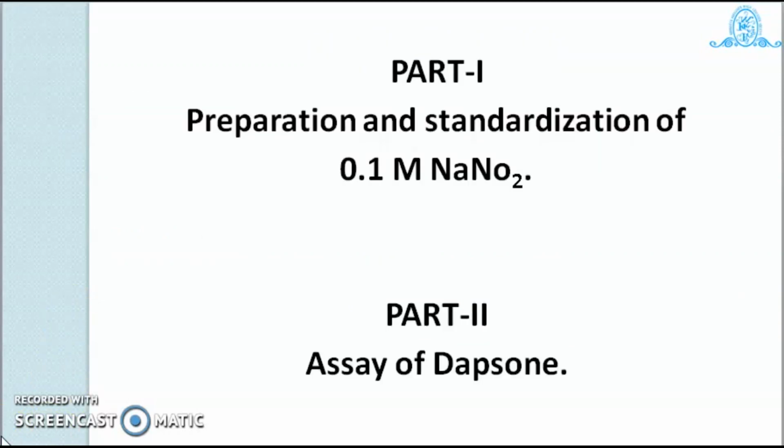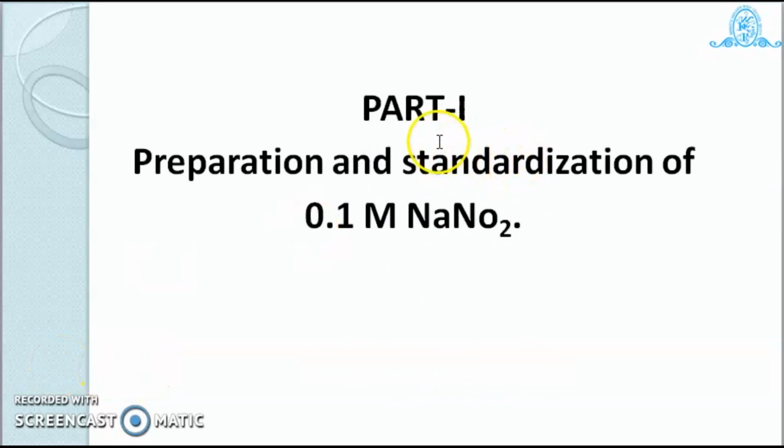Students, we are going to perform this practical in two parts. Part 1 is preparation and standardization of 0.1 molar sodium nitrite, and part 2 is assay of Dapsone. Let us start with part 1, that is the preparation and standardization of 0.1 molar sodium nitrite solution.